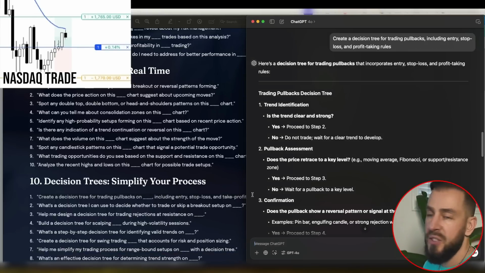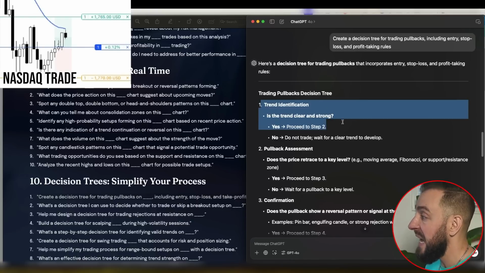It's a series of yes or no's. So for example, trend identification. Is there a clear trend and strong? Yes, proceed to step 2.